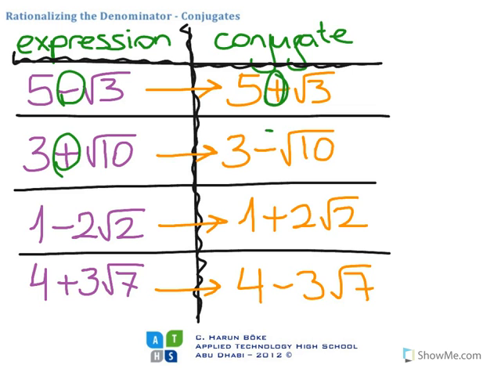So you see, only the sign changes. Here it is plus, it becomes minus. Here it's minus, it becomes plus. Everything else is the same. I only change the sign to get the conjugate. So let's have another example.